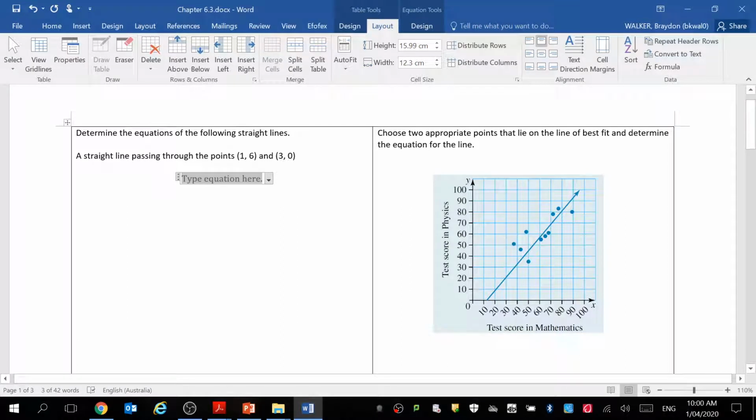So here what we have is: determine the equations of the following straight lines. Now here a straight line passes through the points (1, 6) and (3, 0). This is taken straight from the worked example. I'm going to do it a tiny bit differently to how they do it, so feel free to go and read that if you want to see how they've approached this problem.